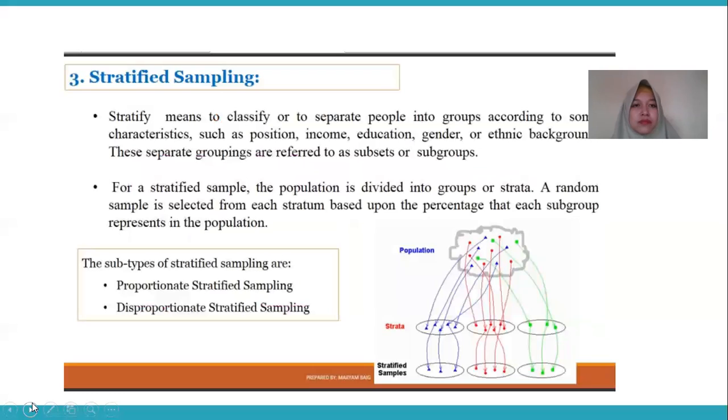Now, the third: stratified sampling. Stratify means to classify or to separate people into groups according to some characteristic, such as position, income, education, gender, or ethnic background. These separate groupings are referred to as subsets or subgroups. For a stratified sample, the population is divided into groups or strata. A random sample is selected from each stratum based upon the percentage that each group represents in the population.